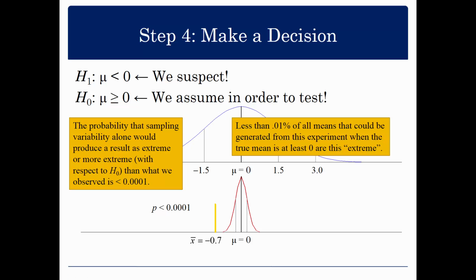Another way to interpret this in English is that less than 0.01% of all experiments, or all means that could be generated from experiments like this when the truth is at least zero, are this extreme. So we have a very, very extreme result.